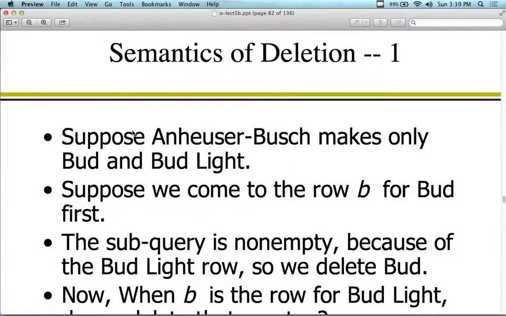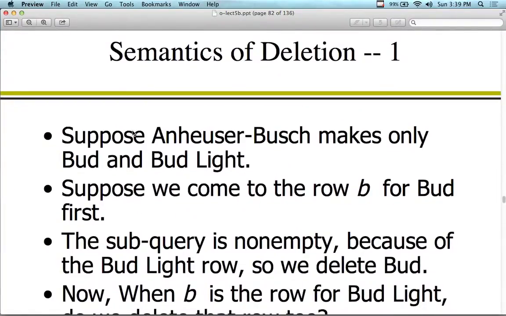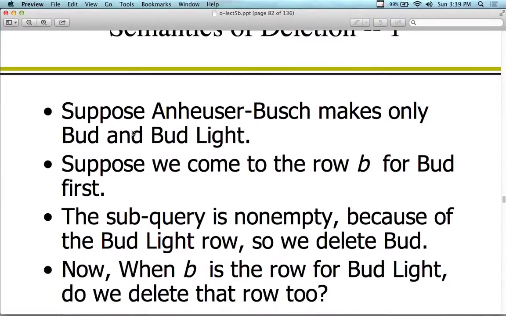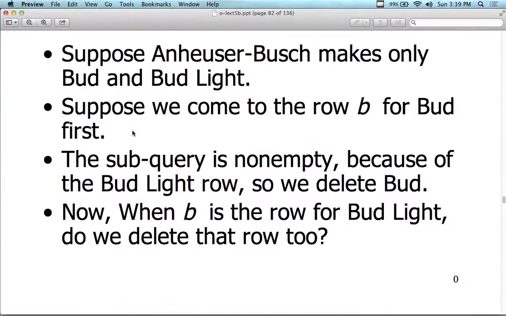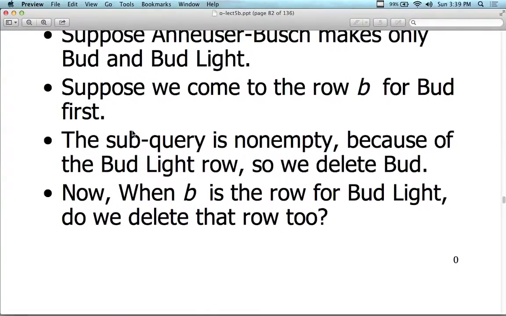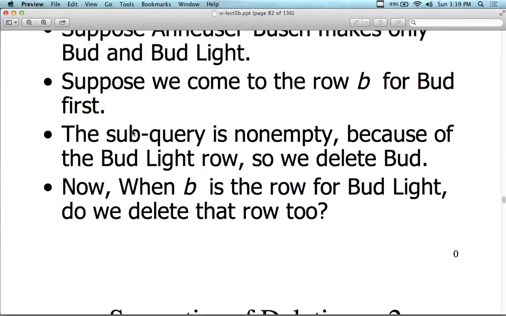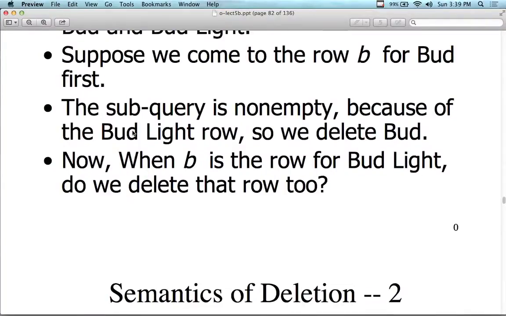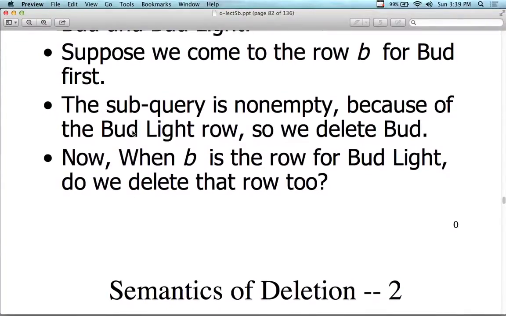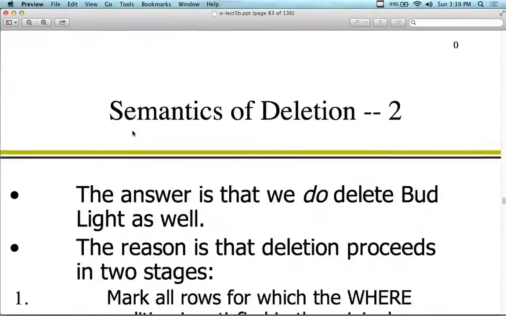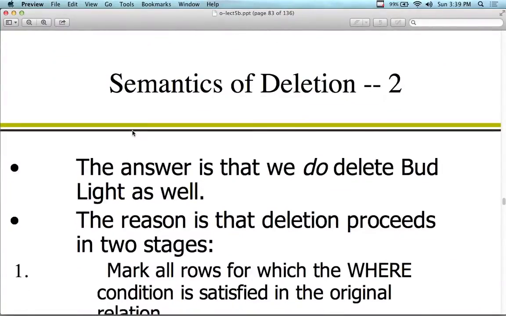So in the semantics of the deletion, suppose Anheuser-Busch makes only Bud and Bud Light. And suppose we come to row B for Bud first. The subquery is not empty because Bud Light rows exist. So we delete Bud. Now when B is the row for Bud Light, do we delete that row too? Are we going to find that there's a matching row? The answer is we do delete Bud Light as well.